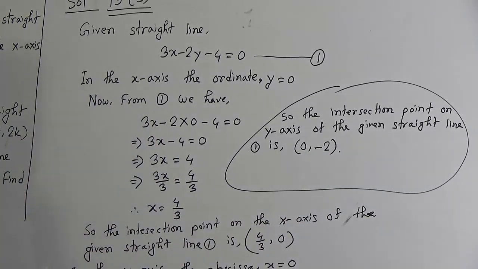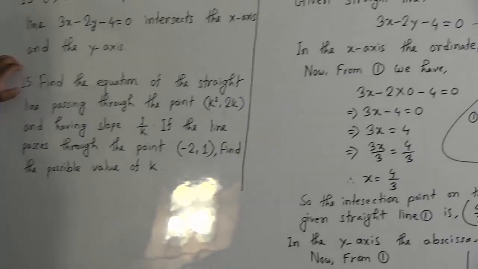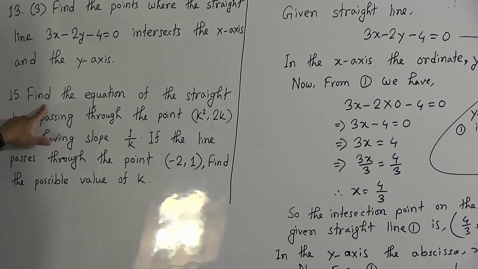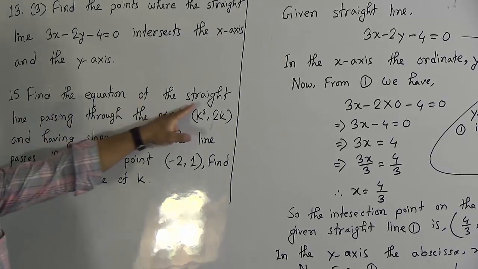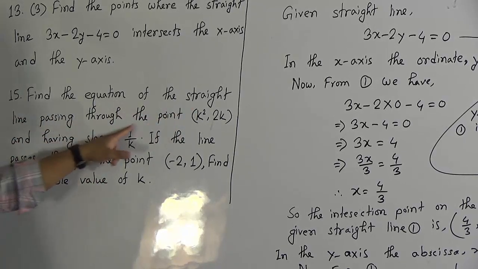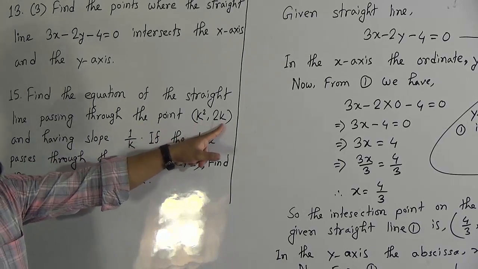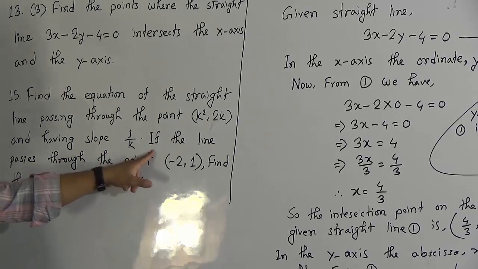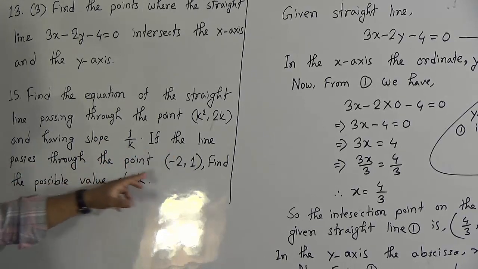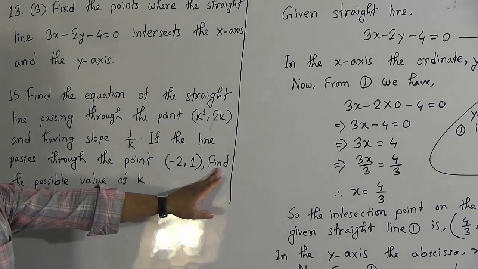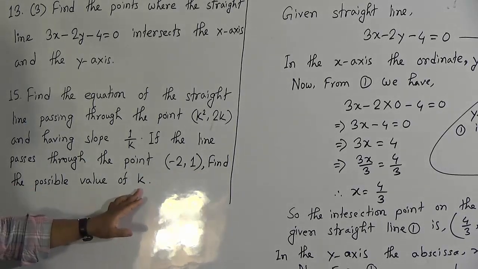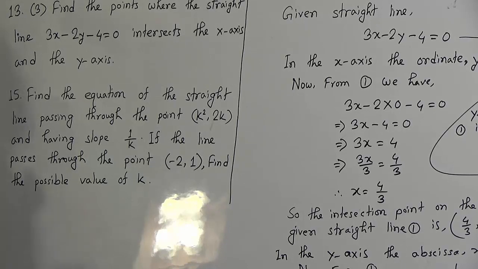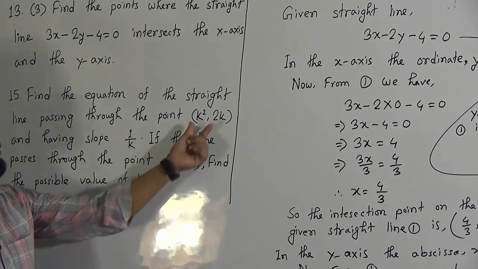Now I am going to solve the second one of today's class. The second one is question number 15. So look at the question. Question 15 is: find the equation of the straight line passing through the point (k squared, twice k) and having slope 1 over k. If the line passes through the point (minus 2, 1) also, then find the possible value of k.